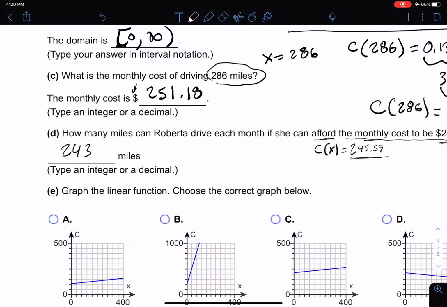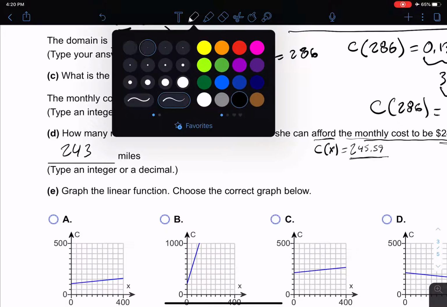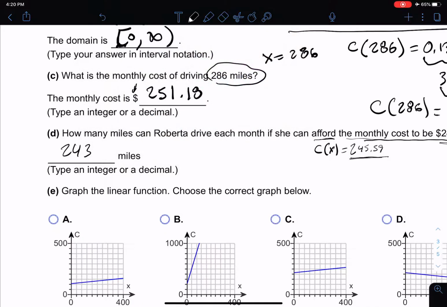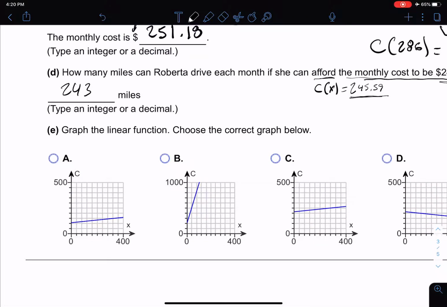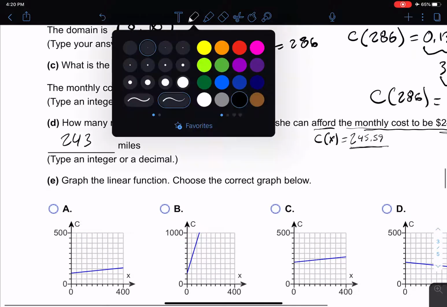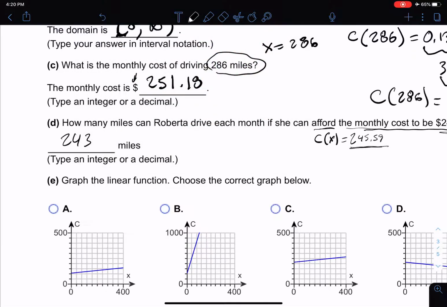Okay, let's see, make that pen a little bigger. And now we want to, oh, I take that back. Those graphs are tiny. I better make the pencil drawing size smaller. Graph the linear function. Choose the proper graph.